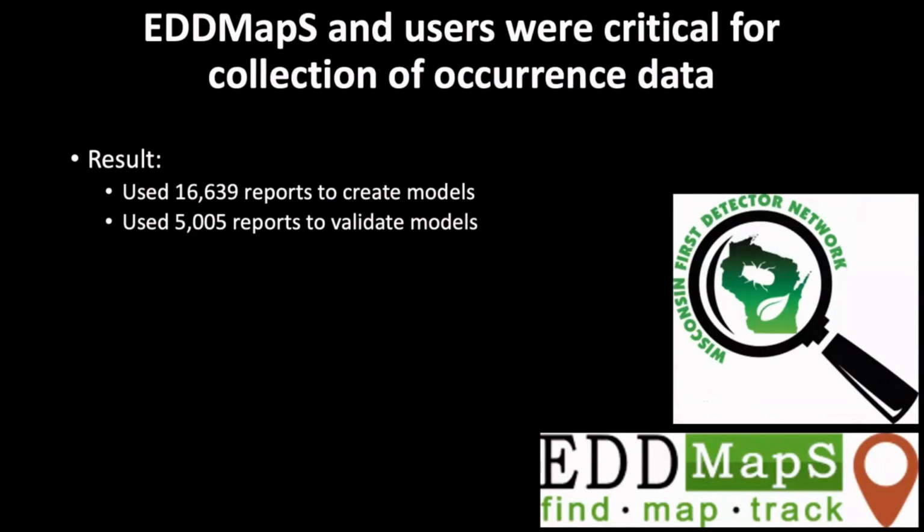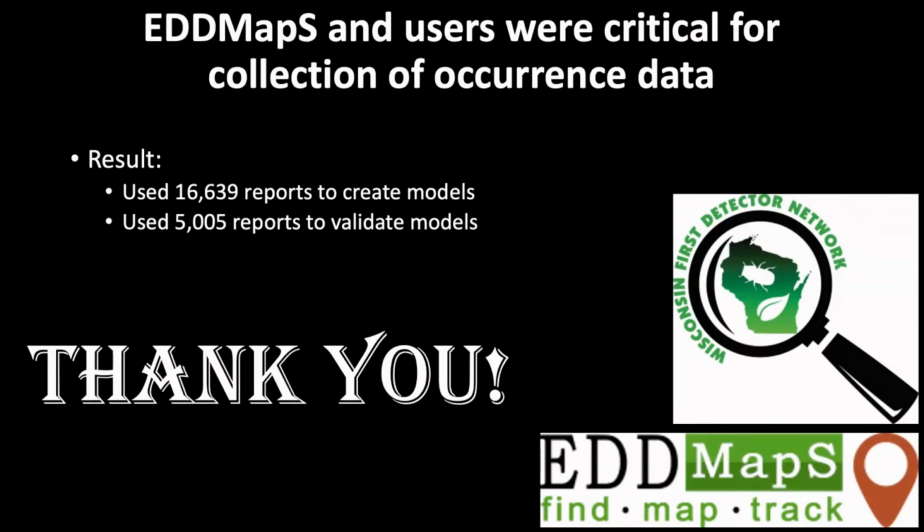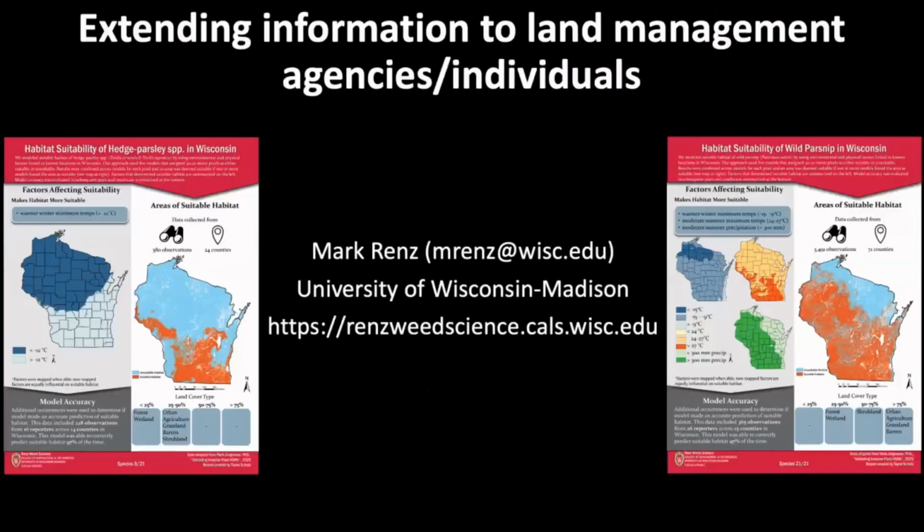And EdMaps was a critical tool that we utilized for this. We work closely with the First Detectors Network, which is a community science network, but we also worked with other stakeholders that really found EdMaps as a critical tool. As you can see here, because of these efforts, we used over 20,000 reports from EdMaps to either create these models or validate these models. So if you were someone who were in Wisconsin reporting through EdMaps, I'd like to personally thank you for those efforts. We couldn't have done this project without your support.